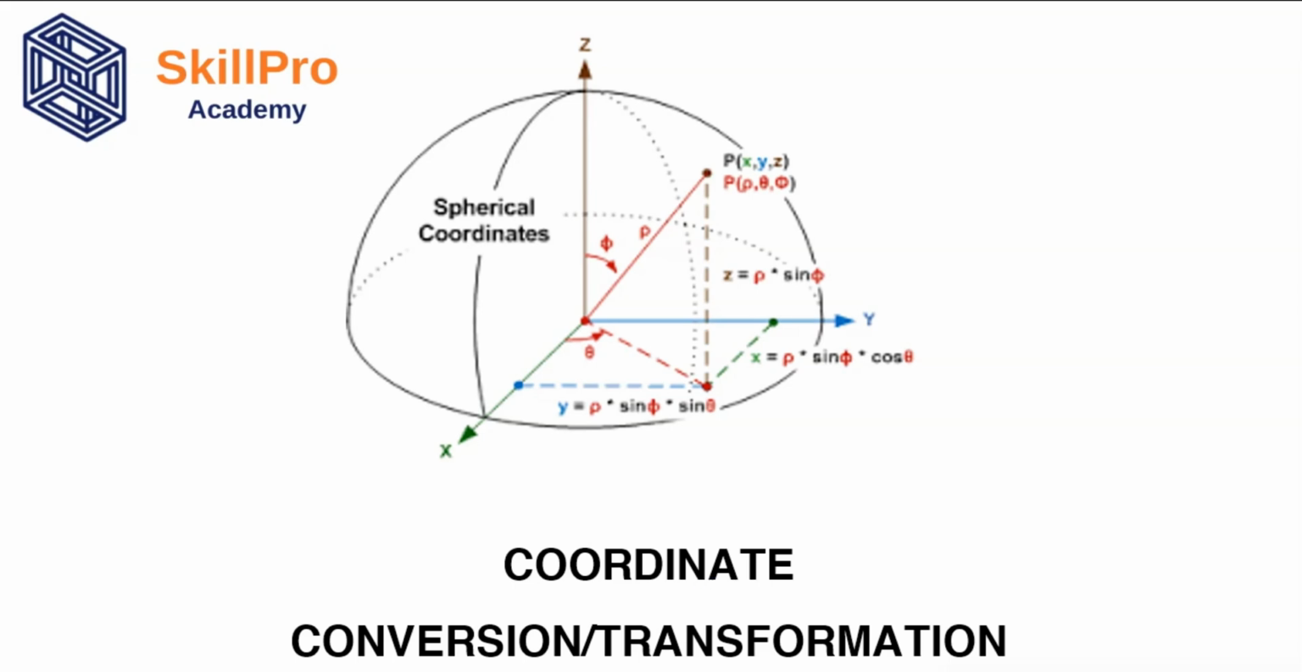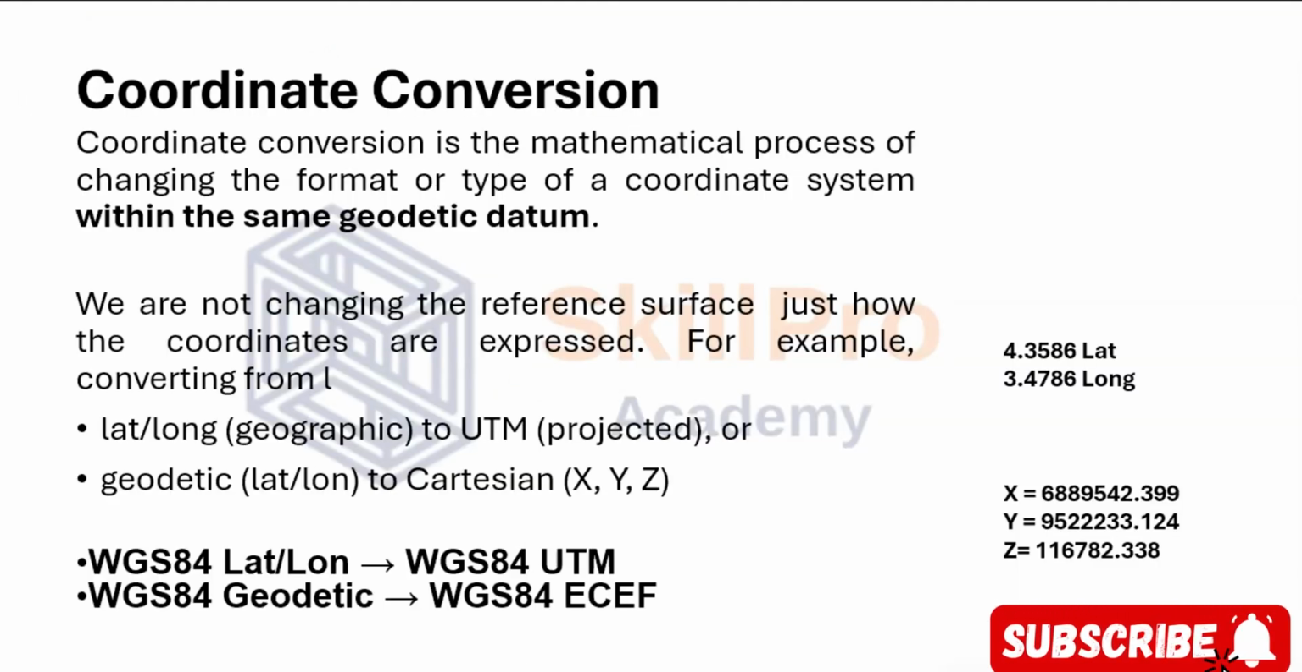Today we want to talk about coordinate conversion and coordinate transformation. That is, we're going to be converting coordinates from one form to another and also transforming coordinates from one ellipsoid to another. Now, before we go into the practical section, coordinate conversion is the process of changing the format of a coordinate system within the same geometric data.